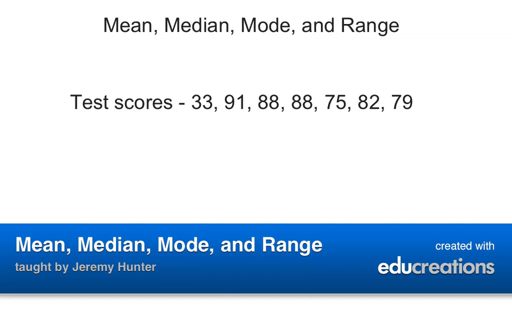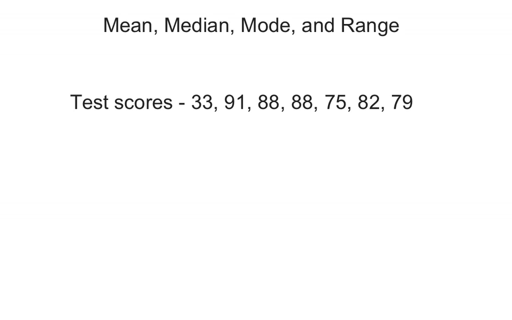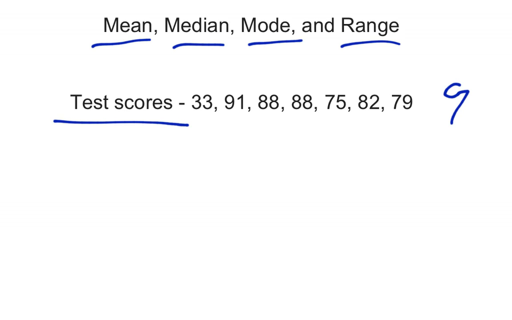All right, everybody. Today's lesson is about mean, median, mode, and range. These four things are just different ways to analyze statistical data. As you can see here, I wrote down a bunch of test scores, in percent: 33%, 91%, 88, 88, 75, 82, 79. We want different ways to analyze these numbers so we can make a judgment on what these scores mean.